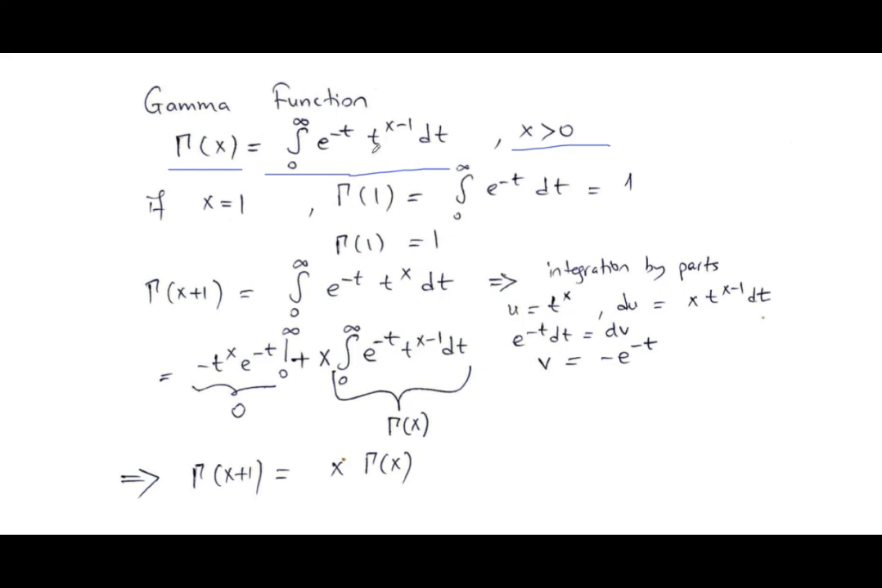Of course, from here you can see if x equals 1, it will simplify our expression because t to the power x minus 1 will be t to the power 0, so it will be equal to 1. So the gamma function for x equals 1 equals the integral of e to the power minus t dt. And if you integrate this, you get the result equals 1. So gamma function evaluated at 1 equals 1.